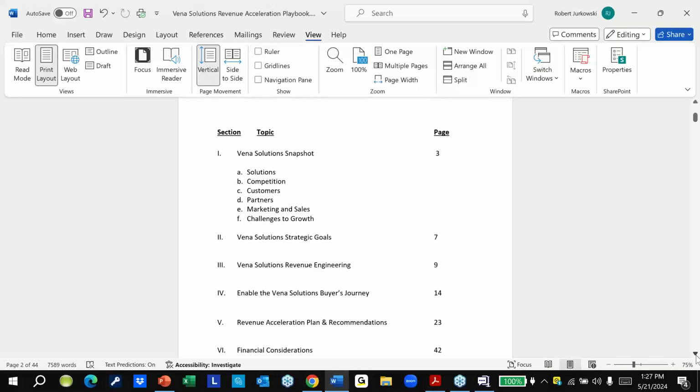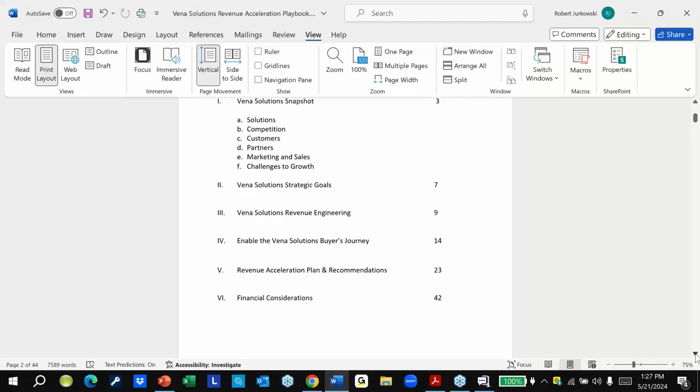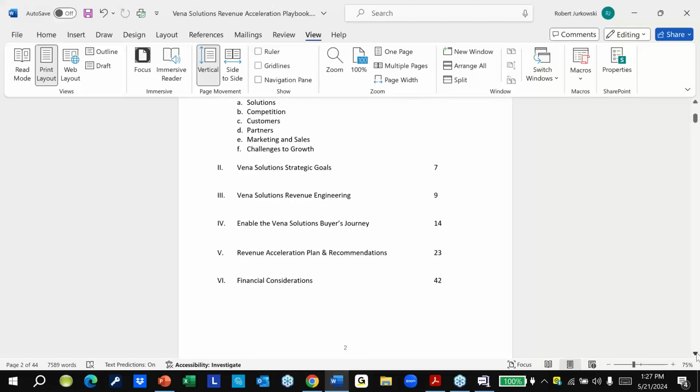So the first thing that we're looking at is just a snapshot of where you are. That could be the solutions, Vino's solutions, partners, the solutions that they offer, competition, customers. What do they do today in marketing and sales and business development, and what are the challenges that they have? Then we look at the strategic goals. Then we look at what needs to happen to engineer the revenue growth results that they're looking for. How do you engineer the buyer's journey? And then finally, what's the plan and how do you put this in place?